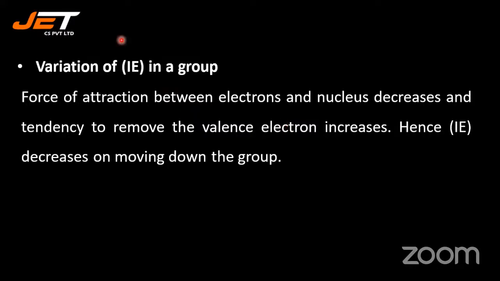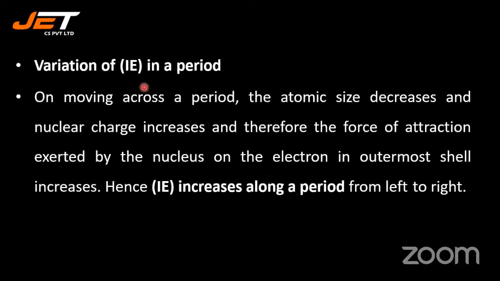So variation of IE in a group. The force of attraction between electrons and nucleus decreases. Okay, and the tendency to remove the valence electron increases. Hence, IE on moving down the group decreases. So down the group, its value is decreasing. In a period, it will increase. See, in a group, it is decreasing. In a period, it is increasing.